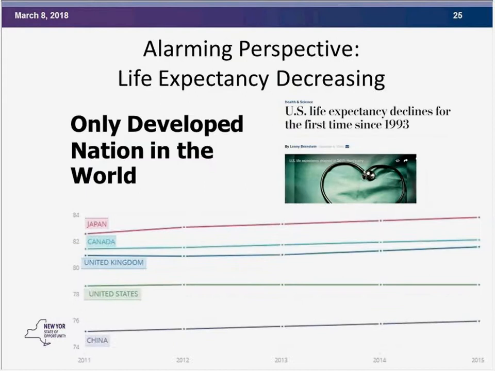And this is really alarming, but as a result of the opioid epidemic and the suicide epidemic, the United States is now the only developed nation in the world that has seen its average life expectancy decrease over the last 2 years. Every other developed nation, it's been increasing steadily, but we've seen it decrease, and that's because we are losing a lot of young people to suicide and to opioid overdoses.